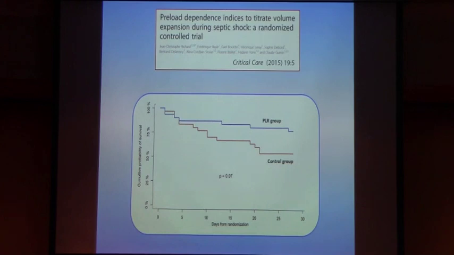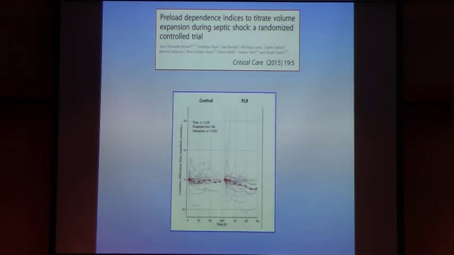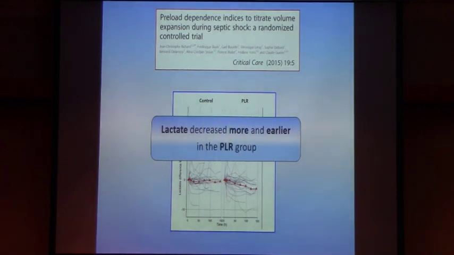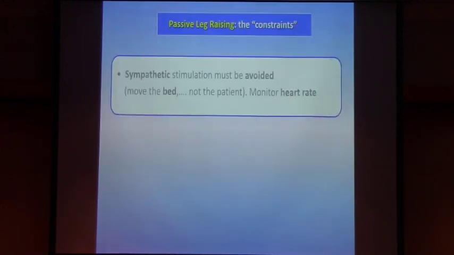I think that if they had more patients, probably it would be positive. But interestingly, the lactate level decreased more and earlier in the PLR. So probably there are some advantages to use PLR versus CVP. There are some constraints to use passive leg raising, of course.